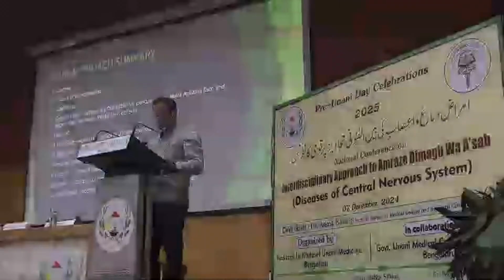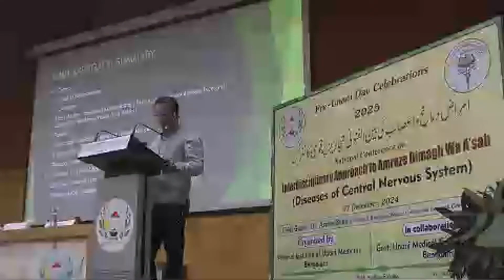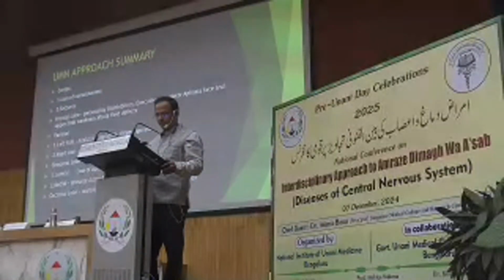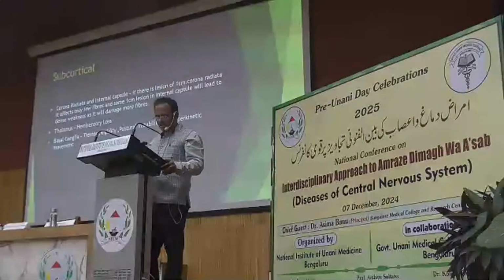So in the UMN, if there's involvement of the cortex, usually the patient will have loss of consciousness and seizures. If there's frontal lobe involvement, as I explained, you will have personality disinhibition and you will have motor aphasia. Parietal, if it is left side involvement, you will have difficulty in calculation. If it is the right side, you will not be able to do a skilled task.